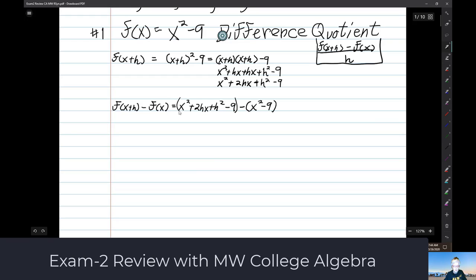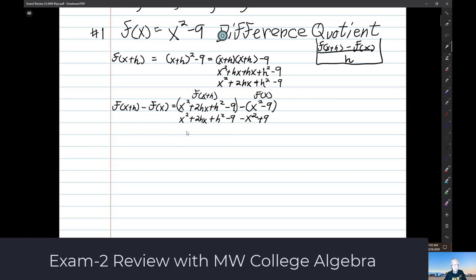Okay, so here we have f of x plus h, and we're subtracting f of x. Okay, the reason I'm putting parentheses around these is that I'm going to be distributing the minus sign, and if you don't do that, you're going to get this wrong. So we'll have x squared plus 2hx plus h squared minus 9 minus x squared plus 9. And where does the plus come from? Comes from minus times minus, okay?